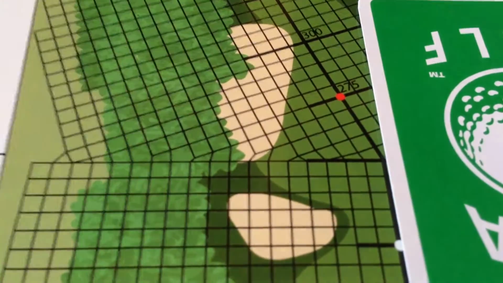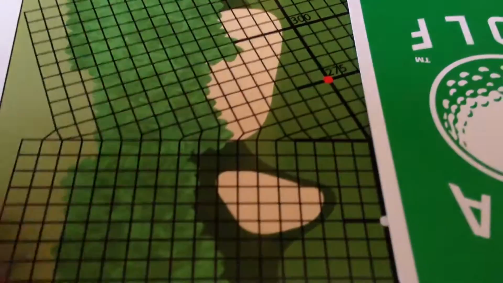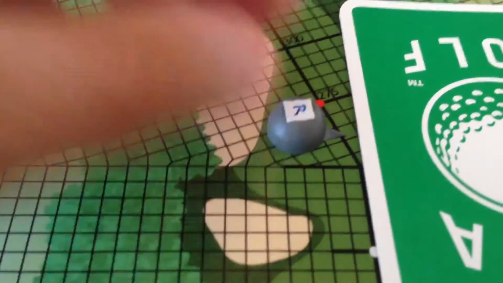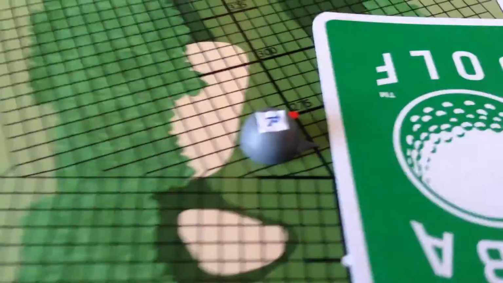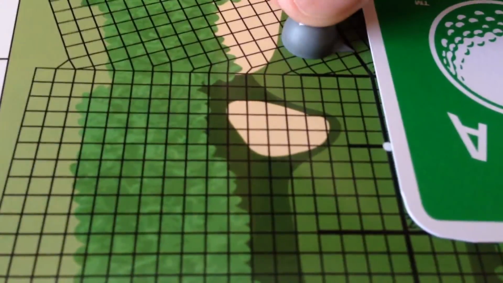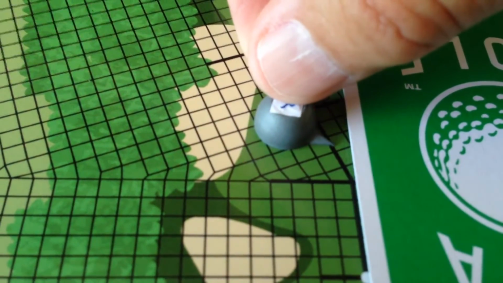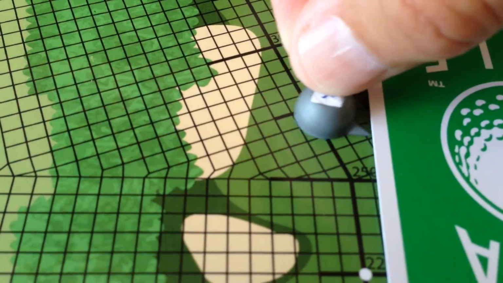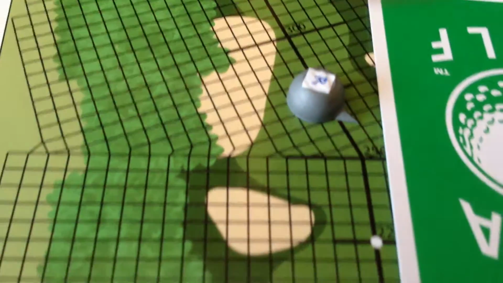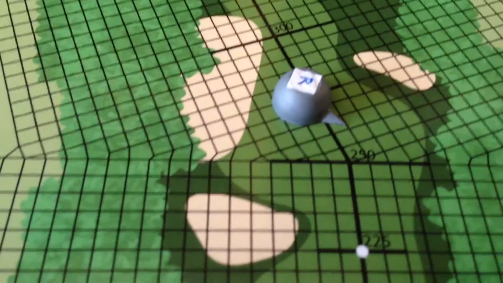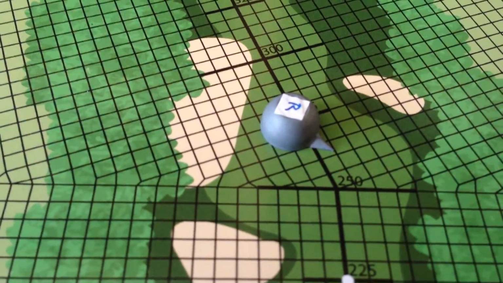And at the 260 mark, 260 would be right. Let me get my hand out of the way. Right on this line, and the nearest point going forward would be this intersection. So that's the flight from a distance standpoint.